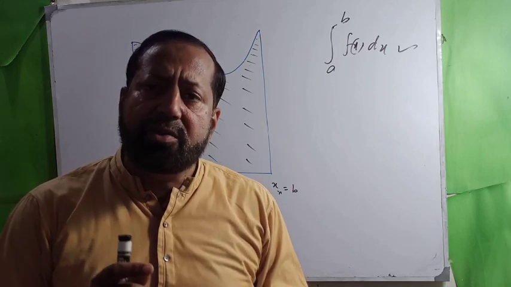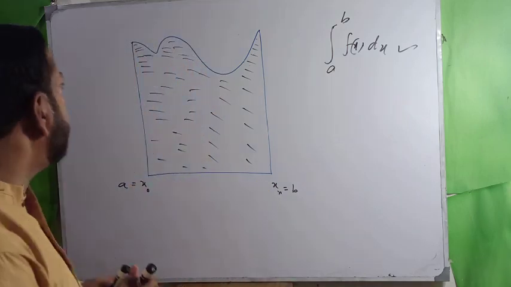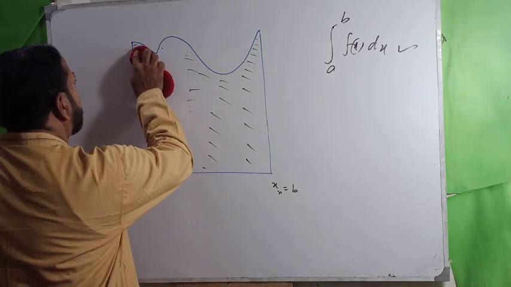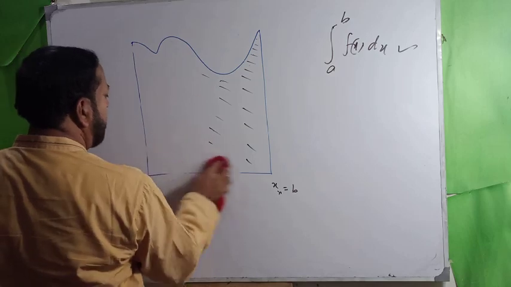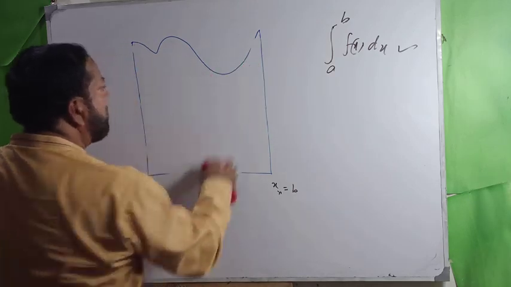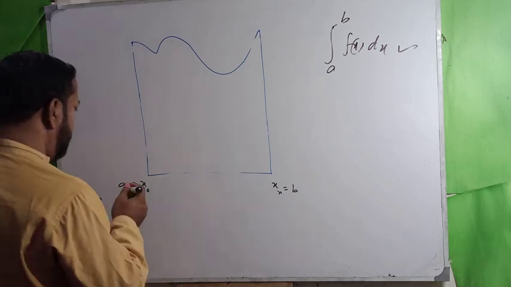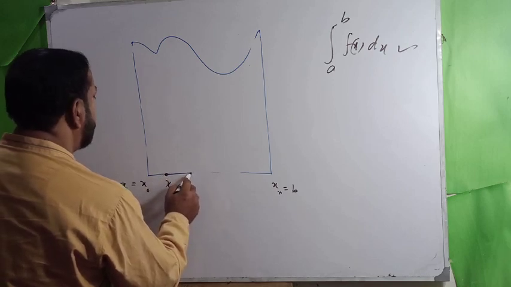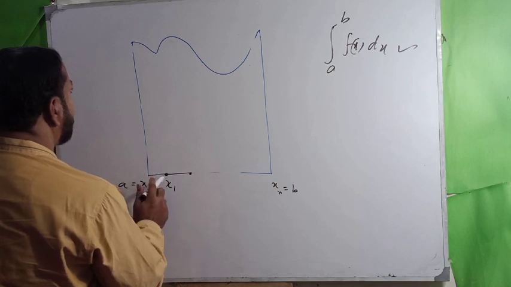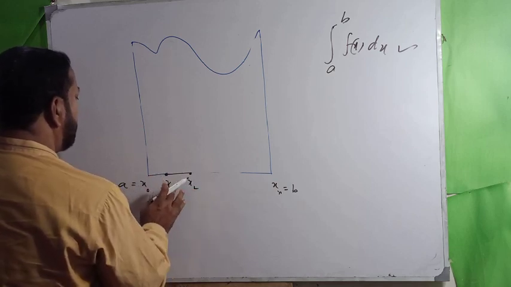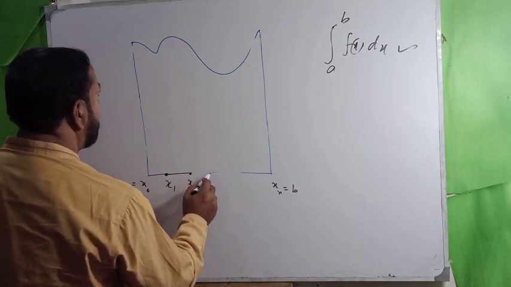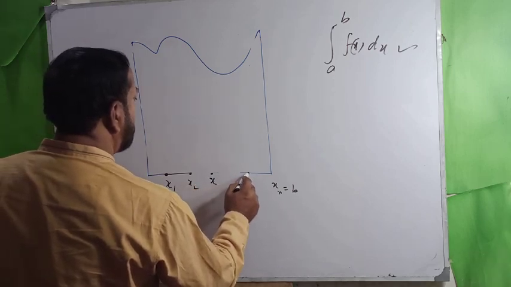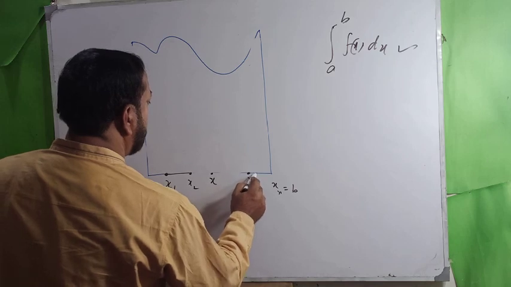So here we will use the idea of Riemann. What is that idea? Instead of finding the area directly, Riemann says, why not you add some points in your interval, in your domain. So we are adding some points. Say I am taking some x1, then x2, then x3, x4, and so on.